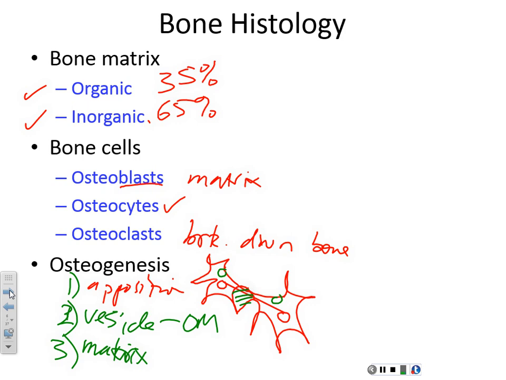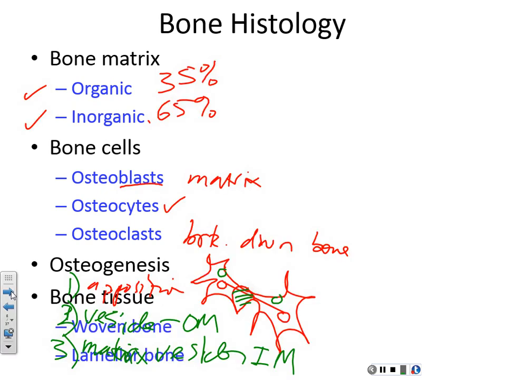Say it here. Okay, matrix vesicles. Okay, and then these contain the inorganic component. Inorganic matter, which is the calcium, the hydroxyapatite, and so forth. Okay, so know osteogenesis and the processes.